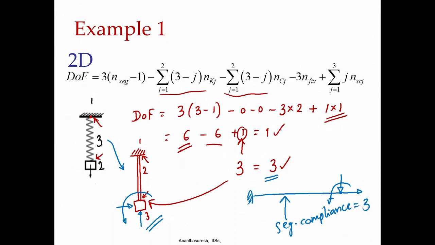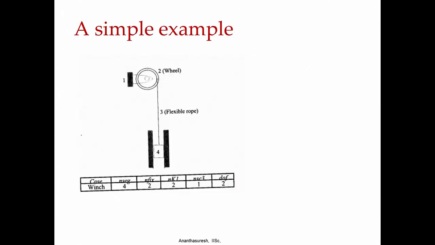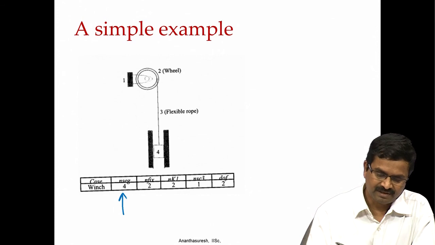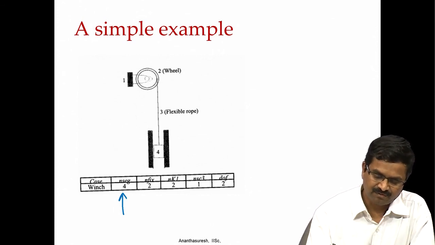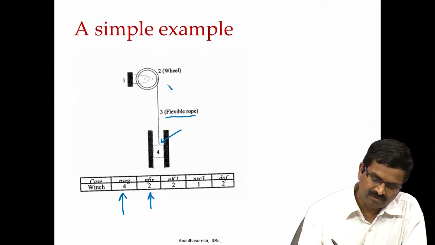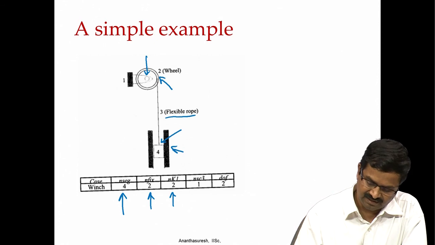When in doubt, you take the full. When you know, like in this case of a spring, you take it as 1 because the spring can only go up and down, right. So, to understand segment compliance, let us take a simple example. Here the number of segments is 4, they are indicated in the figure: the fixed frame 1, the wheel 2, the flat rope is 3 and the block is 4. Number of fixed connections, that is over here and over there, and NK2, there is a prismatic joint over here and there is a pin joint there, and then I have taken NSA 3 here as 1.